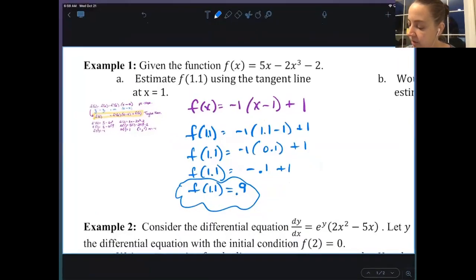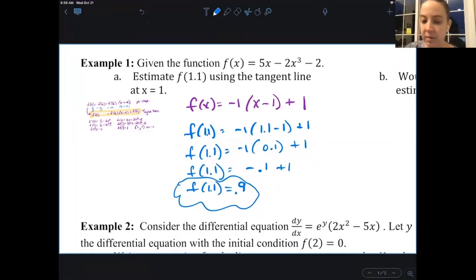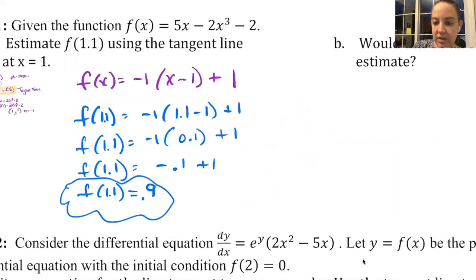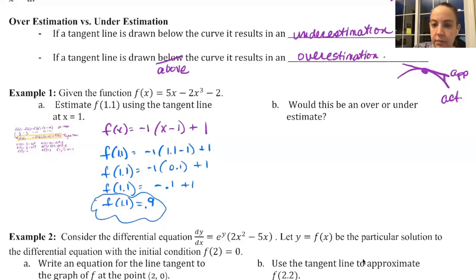All right, let's hop back into our notes. Part B. For part B, would this be an over or under estimate? Well, on the other page, if you recall, we had the curve. We said the tangent line was here. This was 1, and we were over here at 1.1. Well, from the picture, we know it's an overestimate.